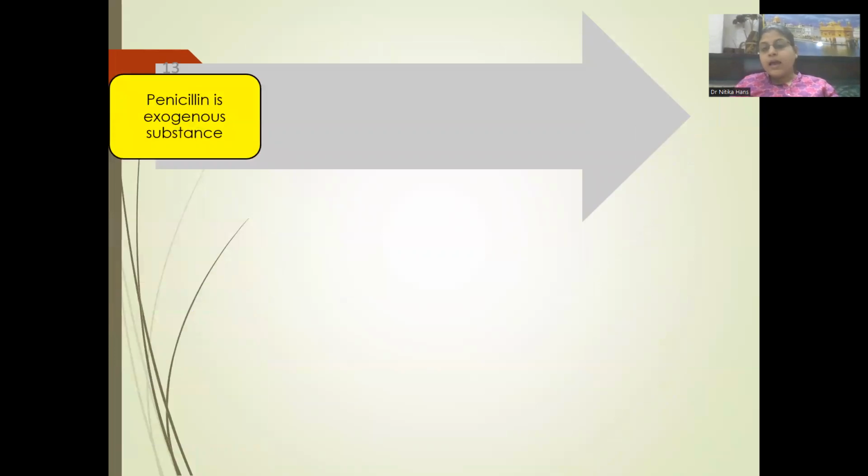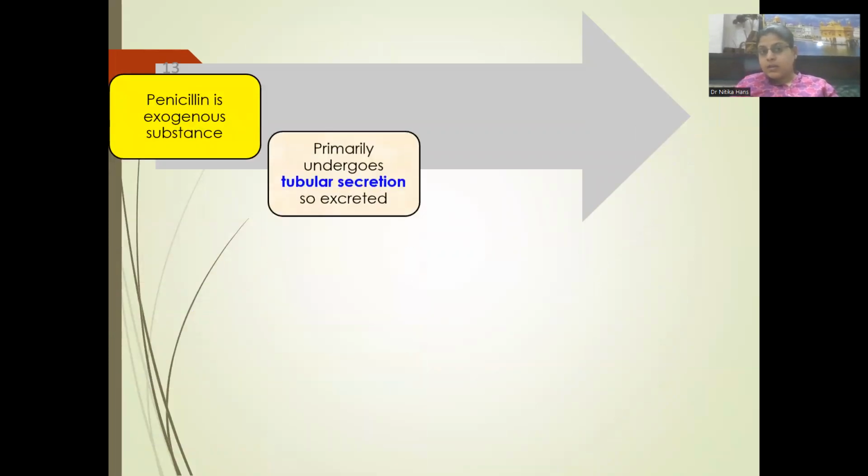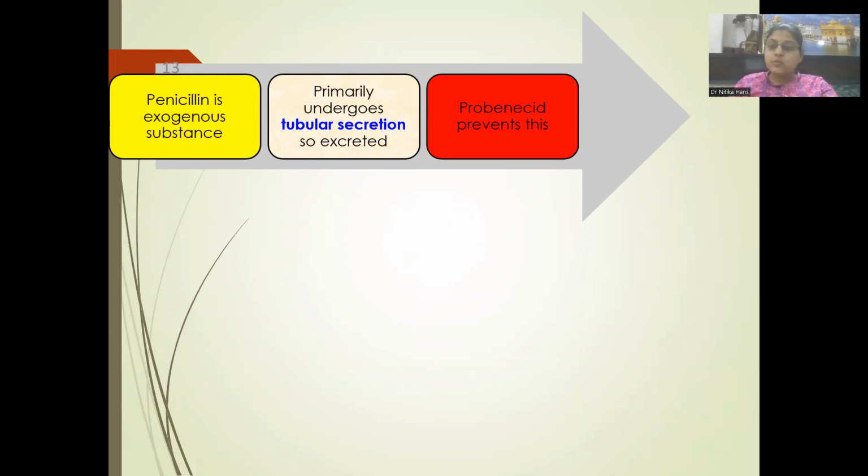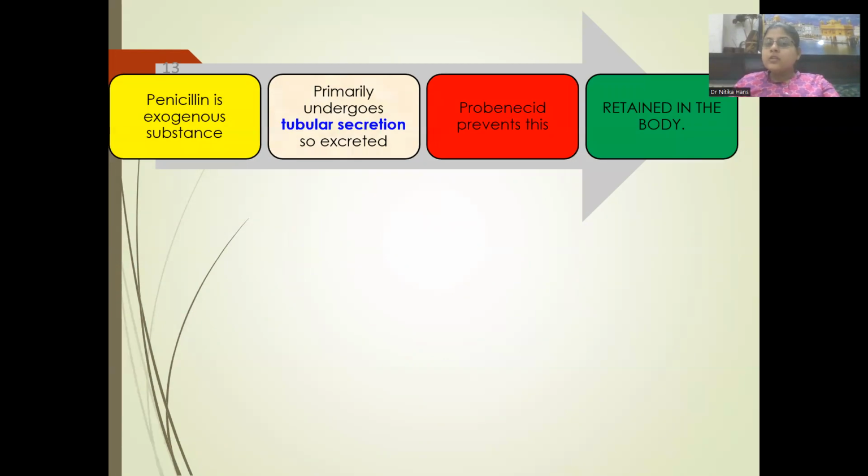How? Penicillin is an exogenous substance, so it will be tubular secreted. Okay? It is an exogenous substance, so it will be tubular secreted. So it will be excreted out. Probenecid, which is the organic acid which has higher affinity for the organic anion transport pump, will prevent the tubular secretion. And when the tubular secretion is prevented, it will lead to retention of penicillin in the body. That will lead to more effect of the penicillin in the body, which is the beta-lactam antibiotic.